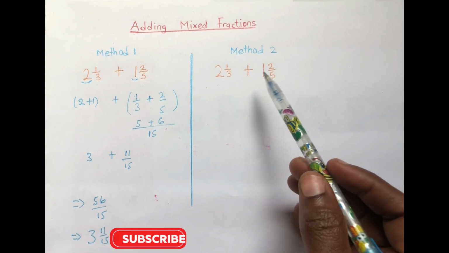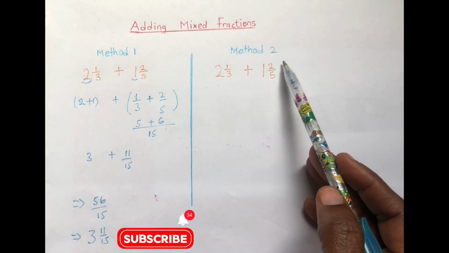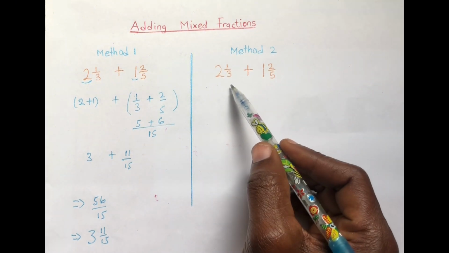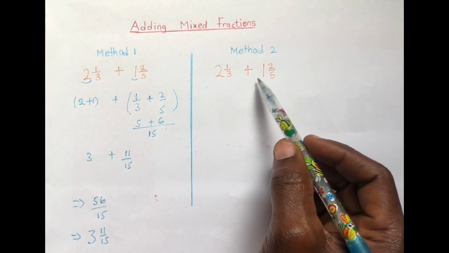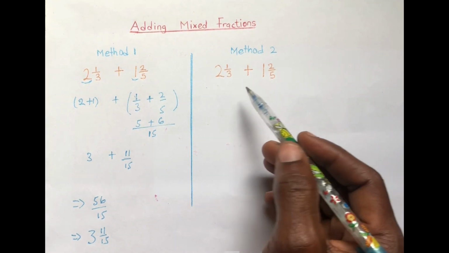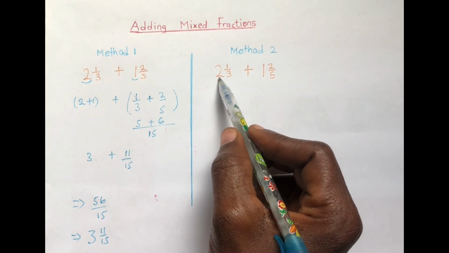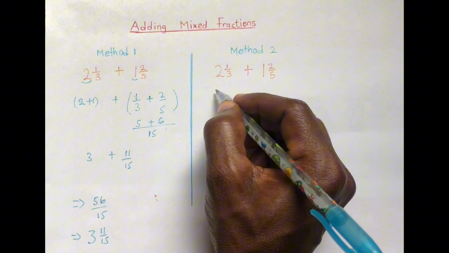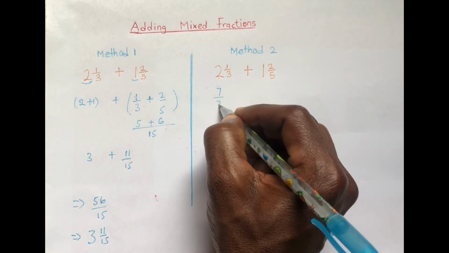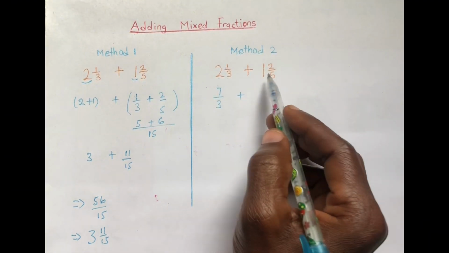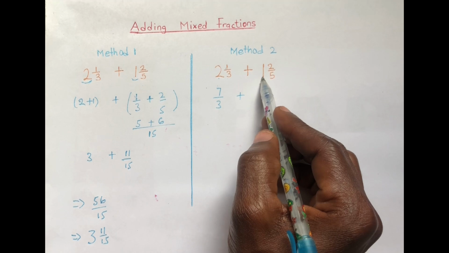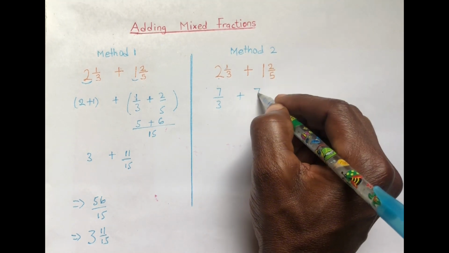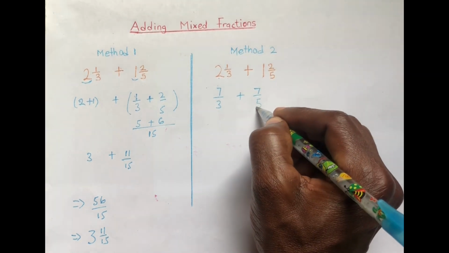Okay, now let's look at the second one. The second one is you convert each of the mixed fractions to improper fractions. So 3 times 2, 6. We add the numerator, which is 1, gives us 7/3, plus 5 times 1, which is 5, plus 2, which will also give us 7/5.